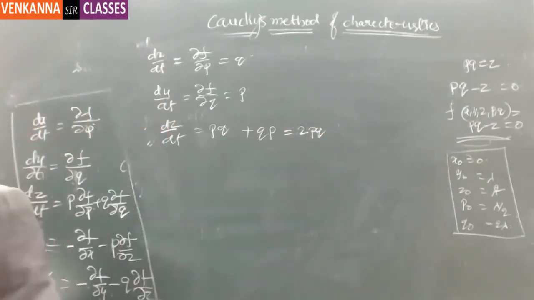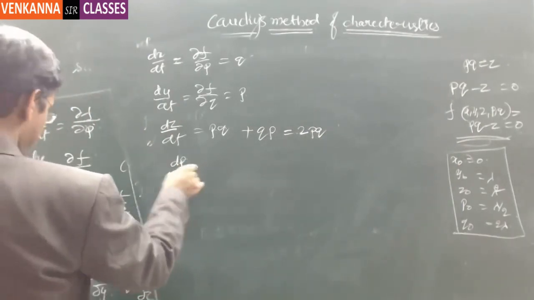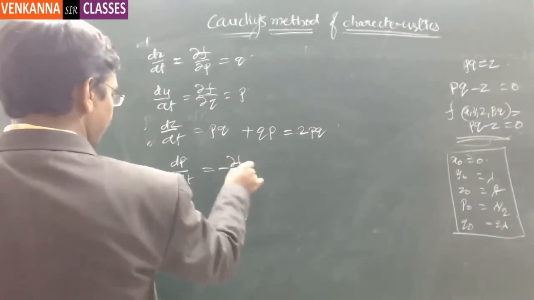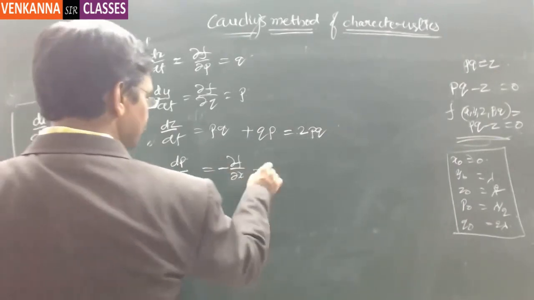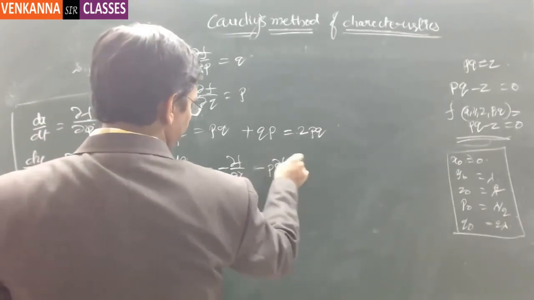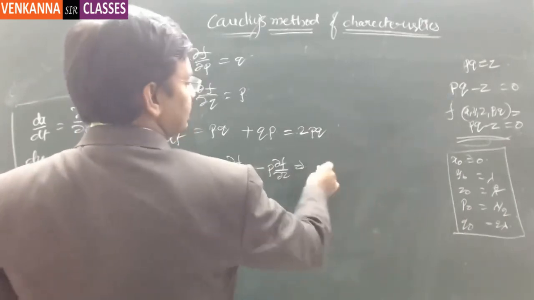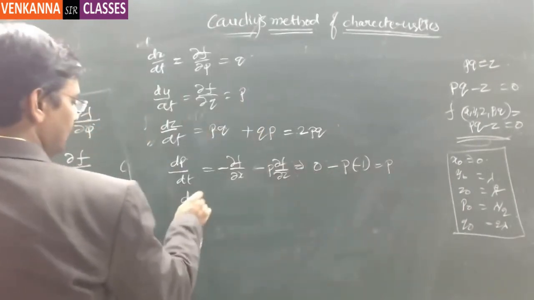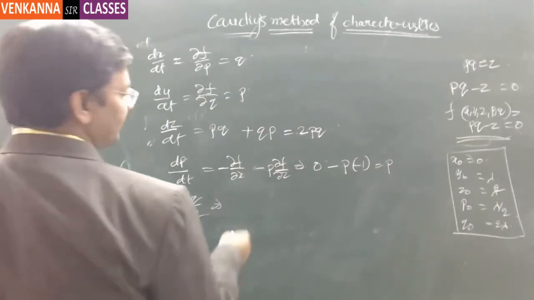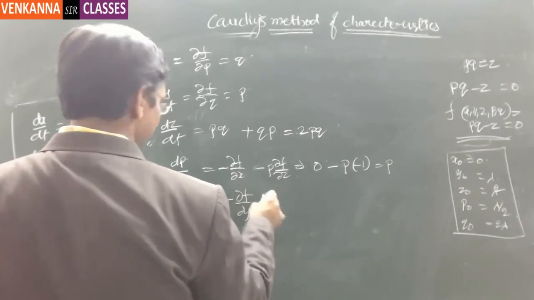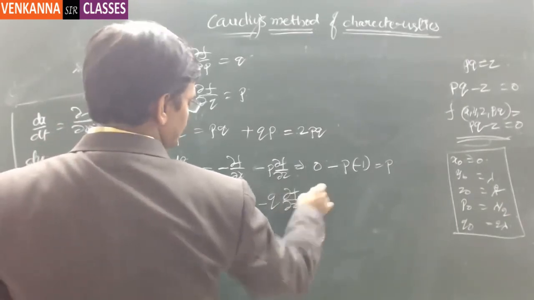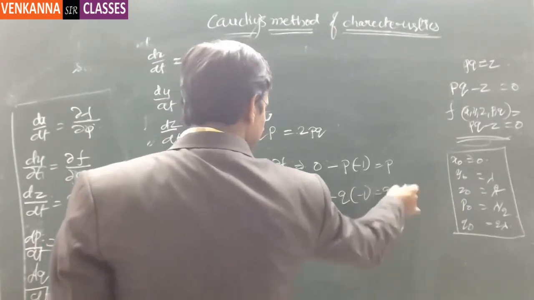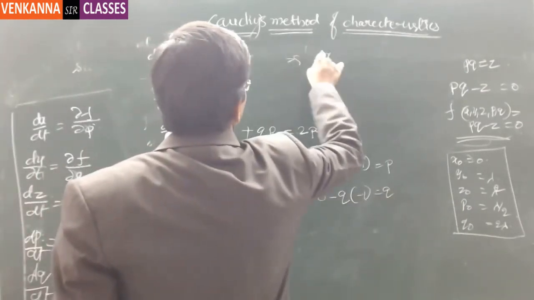Then the next one is dP by dt, which is equal to minus dou F by dou X minus P times dou F by dou Z. So dou F by dou X is 0, minus P times dou F by dou Z, which is minus 1, which is equal to P. And similarly, dQ by dt is equal to minus dou F by dou Y minus Q times dou F by dou Z. So dou F by dou Y is again 0, minus Q times dou F by dou Z, which is again minus 1. This is Q. So finally what we have got is dx by dt is equal to Q.